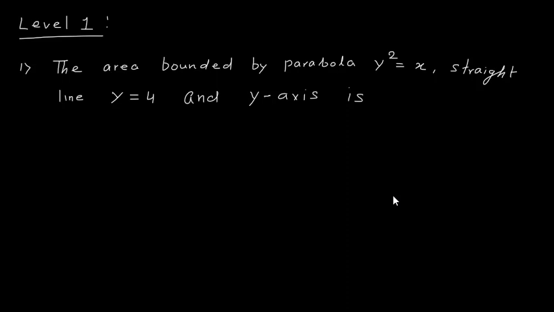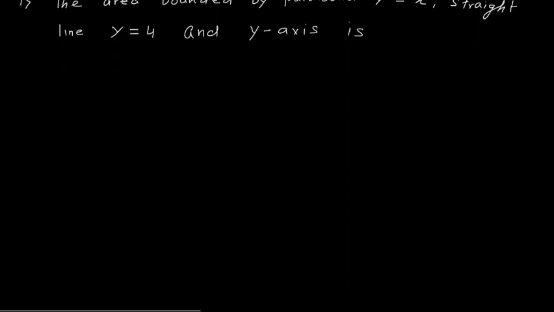Okay, so first problem: the area bounded by the parabola y square is equal to x, the straight line y is equal to 4, and the y axis. Now before I start the problem, let us discuss a few concepts of how we find area using integration.